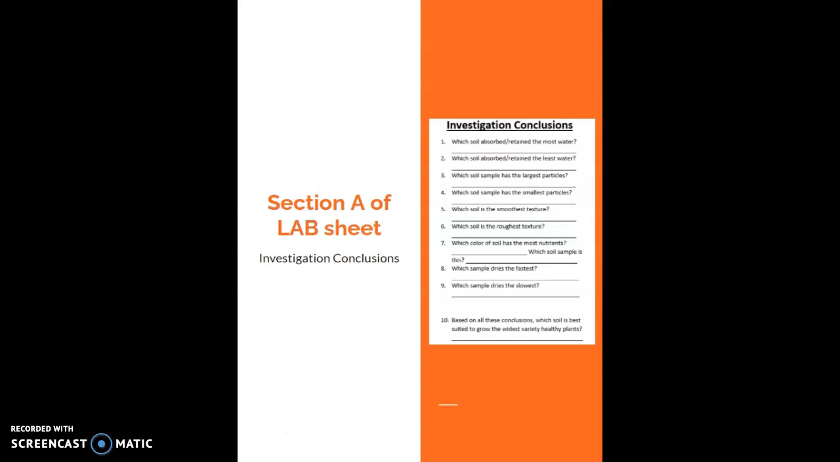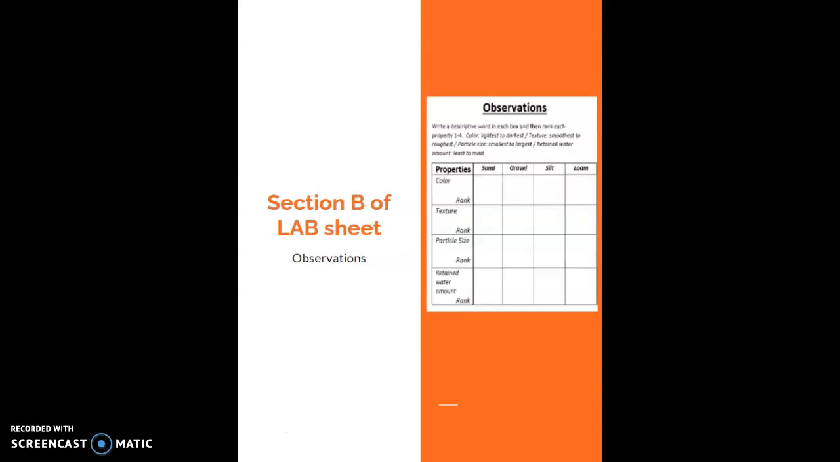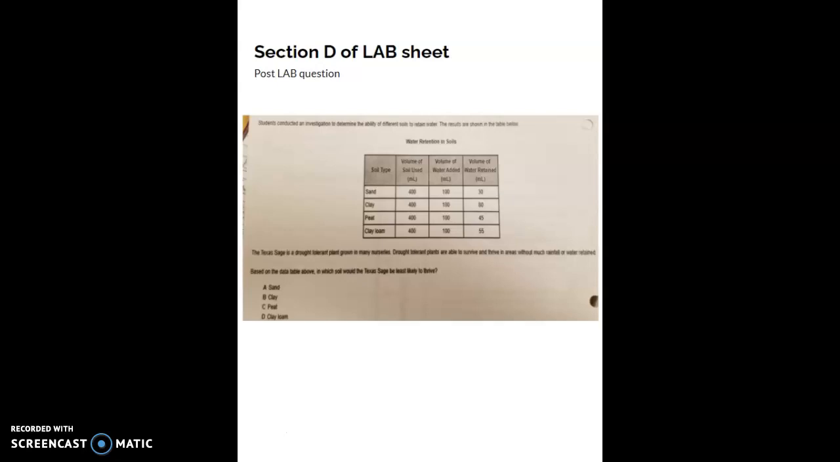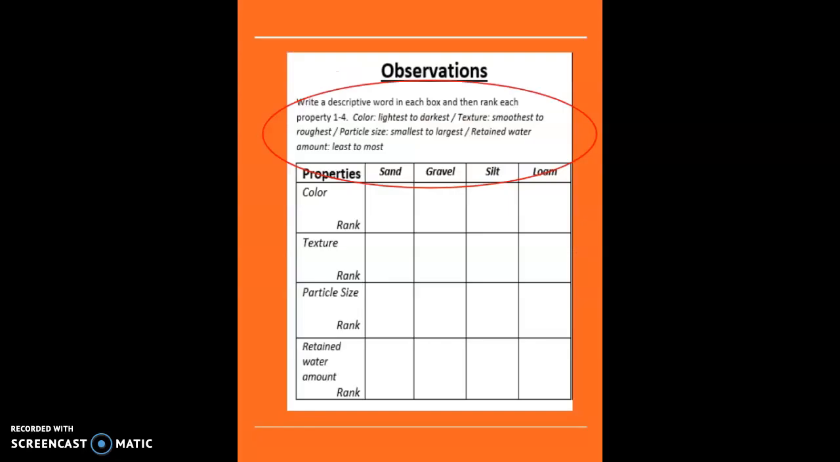Your lab sheet has different sections. The first section A is the investigation conclusion, so we'll do that after we complete section B. Section B is the observations, which we're going to do here in just a moment. Section C is the lab design, which will be the third step that you will complete. Section D will be your independent work, which is your final question that will be completed after the entire front side of the sheet is filled in and we've done the entire lab investigation.